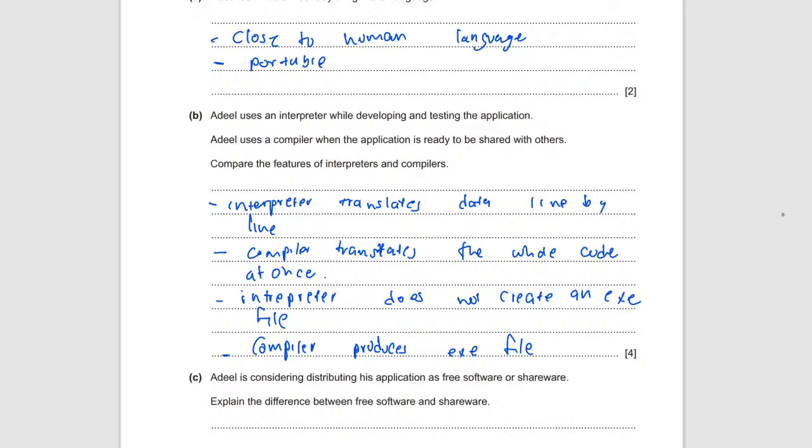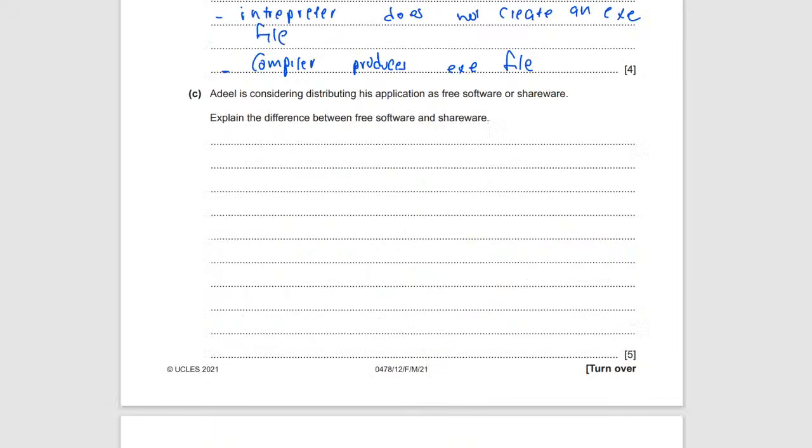Sorry for the bad writing. It's just that there's so much to write in computer science, and I'm doing this online, so it's quite hard to actually write them all.